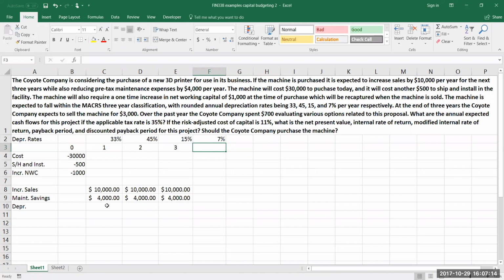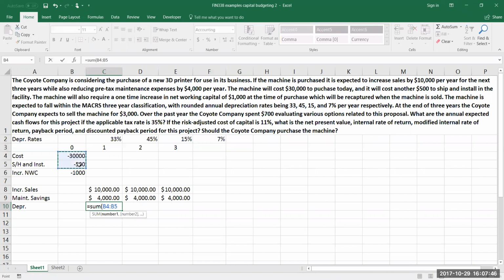So to find the depreciation, what we have to consider is what is the depreciable basis for this particular equipment. The depreciable basis would include the initial base cost, shipping and handling, installation, any modifications made to the equipment, everything that has to be done to the equipment to get it ready for use in our business. So in our case, that consists of this cost and the shipping, handling, and installation. So what we're going to do is take the sum of the cost and the shipping, handling, and installation, and we are then going to multiply it by our depreciation rate for the year.